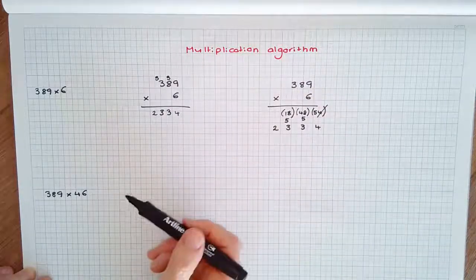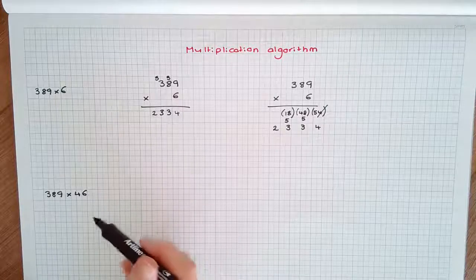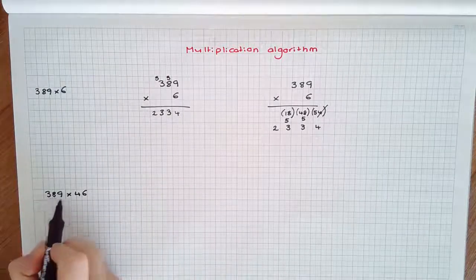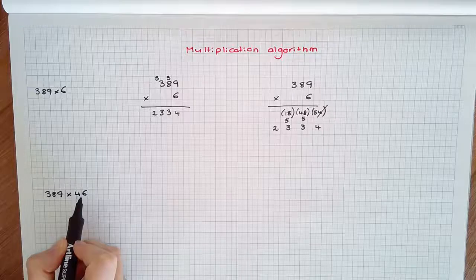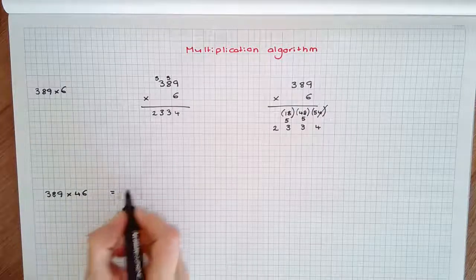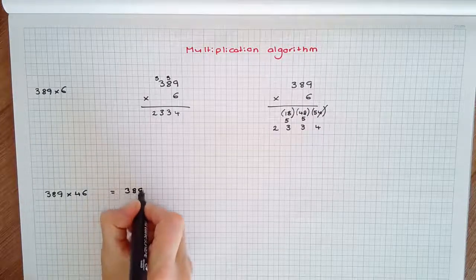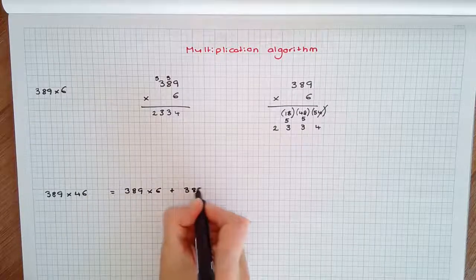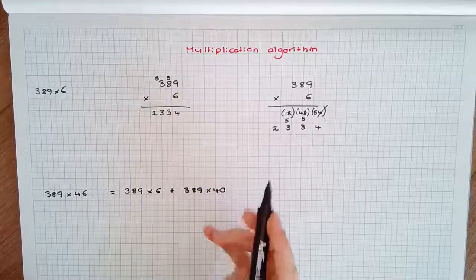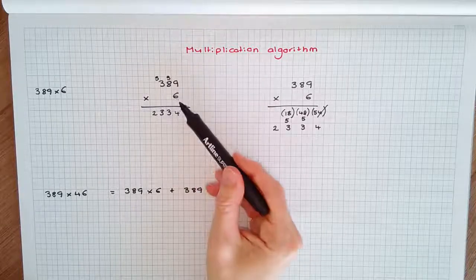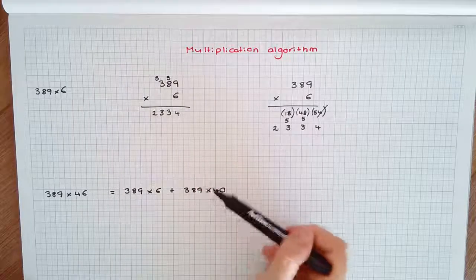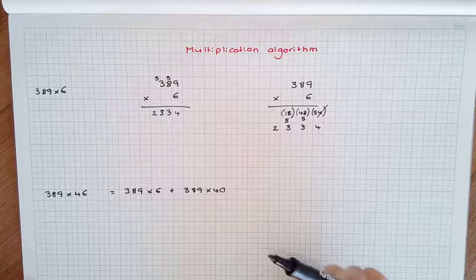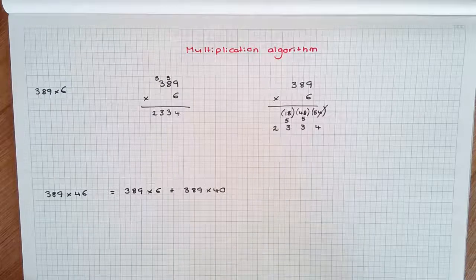Now let's have a look at multiplying by more than one digit. 389 times 46. The distributive law gives us 389 times 6 can be added to 389 times 40. Now I've already worked out 389 times 6 above, so we could just work out 389 times 40 and add the two together. Let's give it a go.